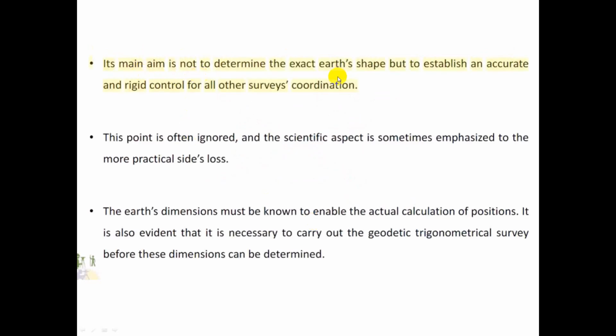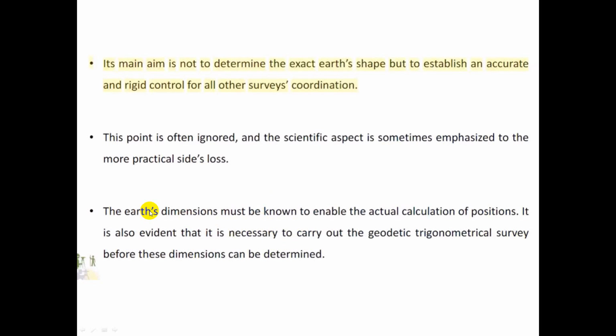So its main aim is not to determine the exact Earth shape but to establish an accurate and rigid control for all other surveys coordination. So this point is often ignored and the scientific aspect is sometimes emphasized so the more practical sides are lost. The Earth's dimension must be known to enable the actual calculation of position. So it is also evident that it is necessary to carry out the geodetic trigonometrical survey before these dimensions can be determined. So unsa na may pasabot aning tulo ka bullet points? So, para dili magkasayop-sayop ang mga measurements, ang mga distance, ang imong data, dapat i-consider nimo ang curvature sa Earth. Okay? So dapat mag-geodetic survey ka kung dako na imong area.